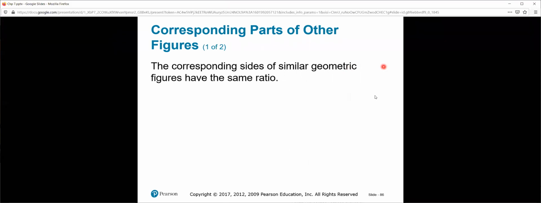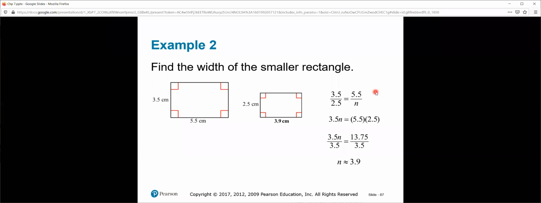Corresponding parts of other figures. Is this seeming old yet? Do I need to keep beating this dead horse? When you scale something down, everything scales accordingly. If it didn't scale accordingly, you have a different shape by definition.